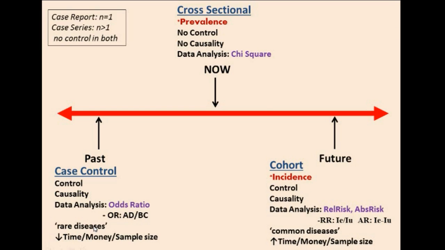Another difference between case control and cohort: in case control, you just need a small sample size because you already have people who are diagnosed with a certain disease, and it therefore requires less money and less time. The cohort study is the opposite and requires more money, time, and sample size.